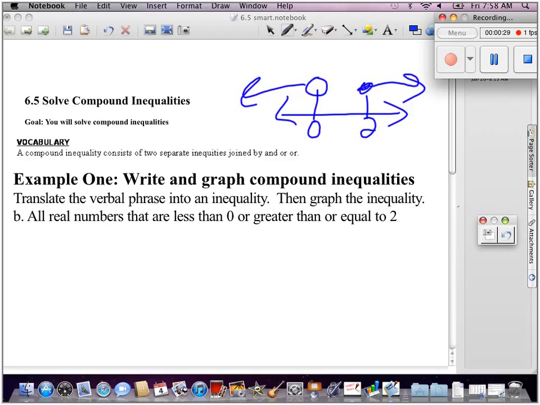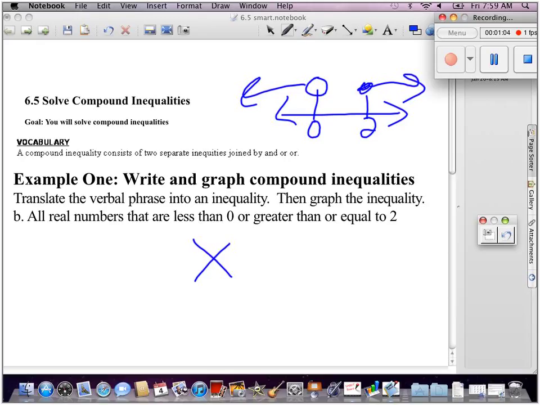So we're going to do some translating verbal phrases into inequalities. We're going to look at number 1. Translate the verbal phrase into an inequality, then we're going to graph the inequality. All real numbers that are less than 0 or greater than or equal to 2. Okay, what does all real numbers mean? Anybody? Nope. All real numbers. What am I going to put down? What did we do for the warm-up? X. Good, guys. X.